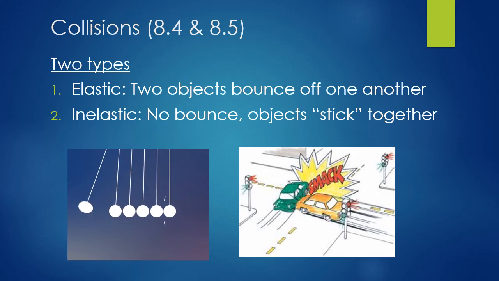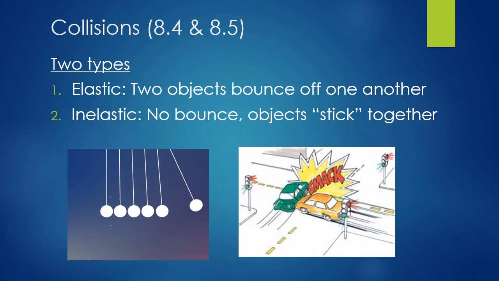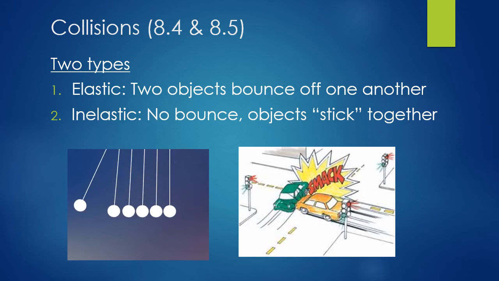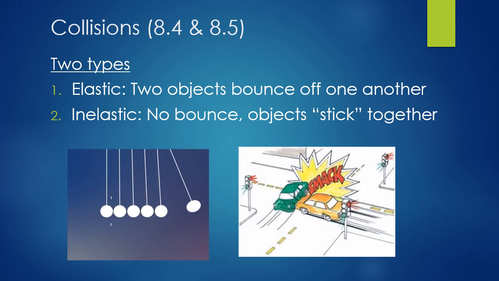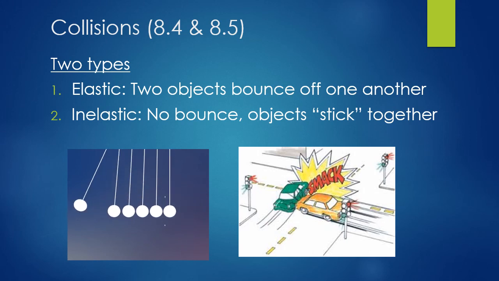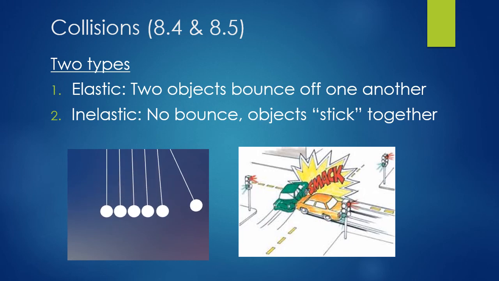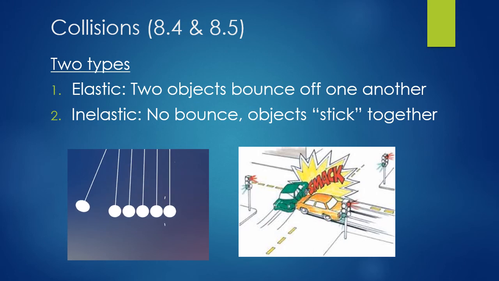For inelastic, this is no bounce. So the objects are going to hit, they're going to stick together, and they're going to move off together in the same direction with the same velocity. So oftentimes this would be a car crash. You see two cars hit each other or rear-end each other, and they are now combined by their bumpers, and they're moving off together in the same direction at the same velocity briefly.